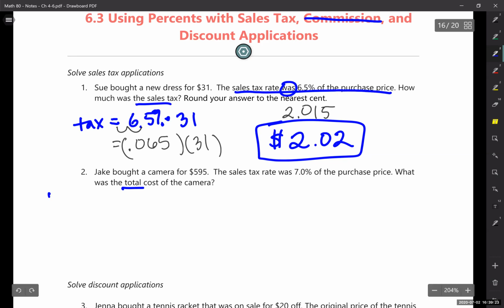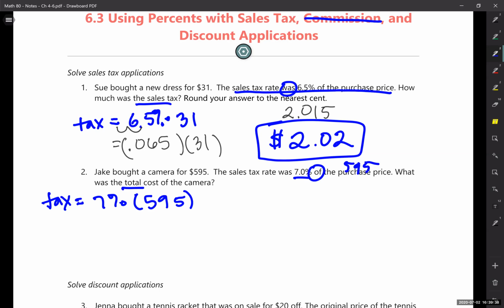So the tax is going to be 7% of, or times, $595. 7% times, and then it tells us the purchase price was $595. As a reminder, don't type in 7. You can type in 7% if your calculator has that button, or you can write it as a decimal by moving that decimal over 2 places like I just did.